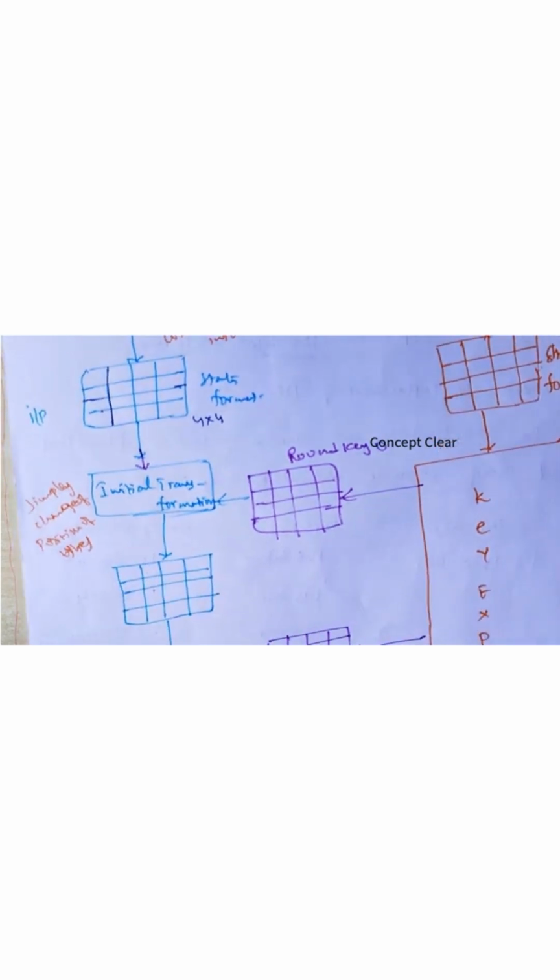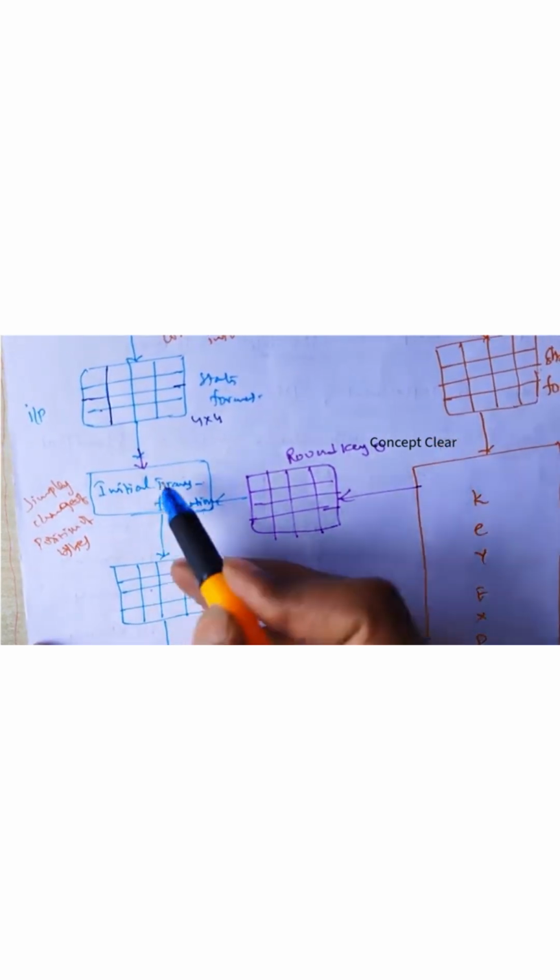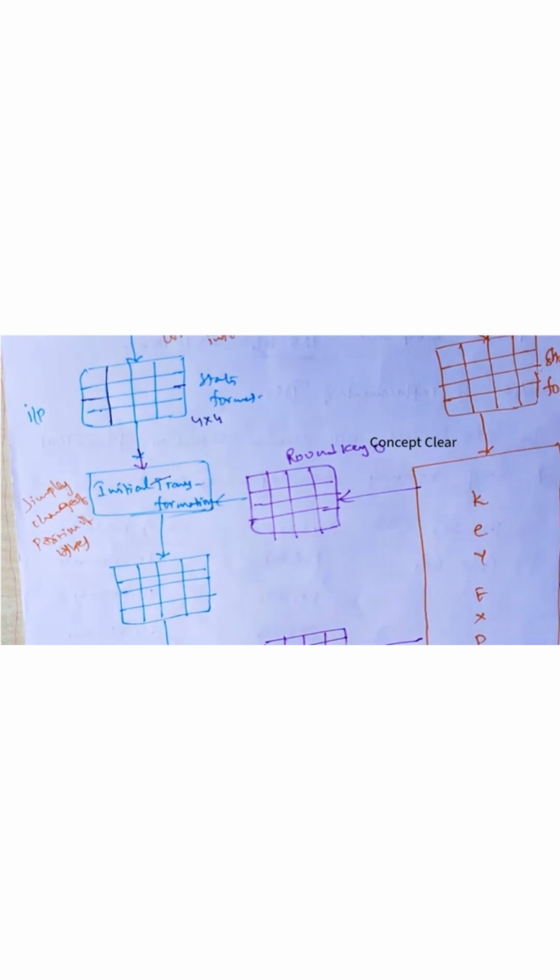Here, in the first step, the 128-bit plain text message will be converted into a 4 into 4 matrix. I already explained that the plain text will be converted into a 4 into 4 matrix state format, which is the input. After that, the 4 into 4 matrix will be applied to the initial transformation. What is the meaning of initial transformation? We already saw it in the DES algorithm. Here, initial transformation simply means the bit positions will be changed.